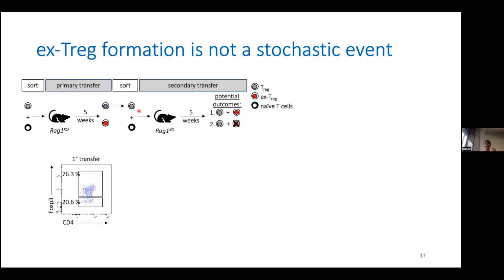So upon first transfer, upon primary transfer, you can appreciate here that there is quite a substantial X-Treg population, and this example is 20%.